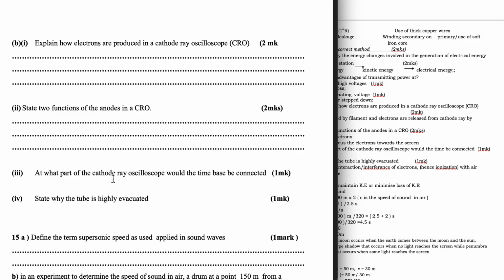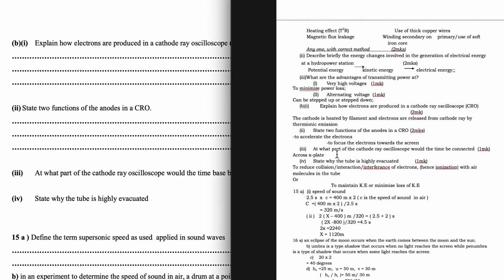At what part of the cathode ray oscilloscope would the time-base be connected? Across the X plates. State why the tube is highly evacuated. To reduce collision with air molecules in the tube, or you can say to reduce the interference of electrons with air molecules in the tube.